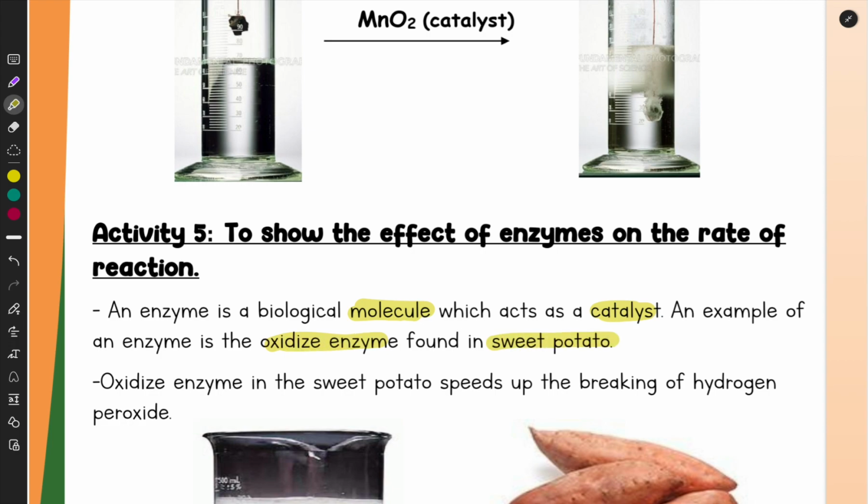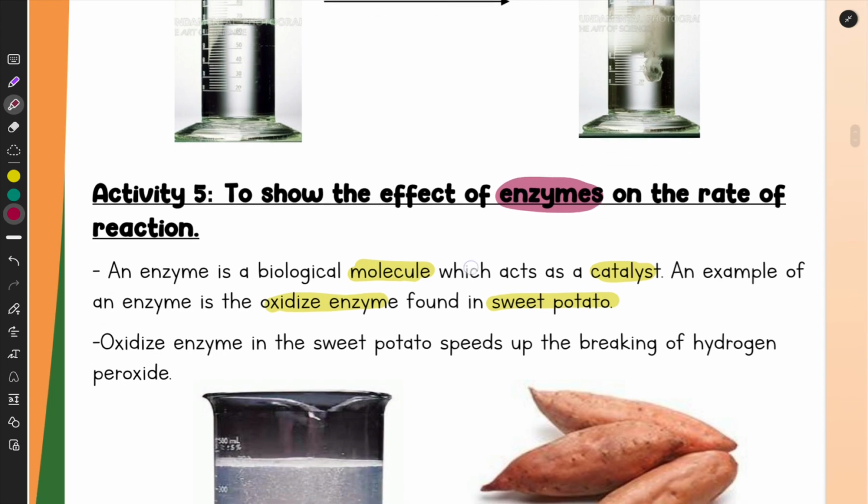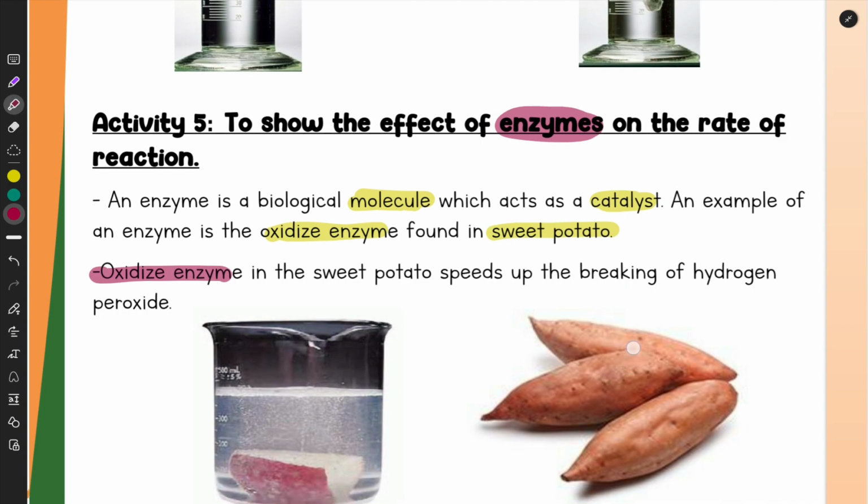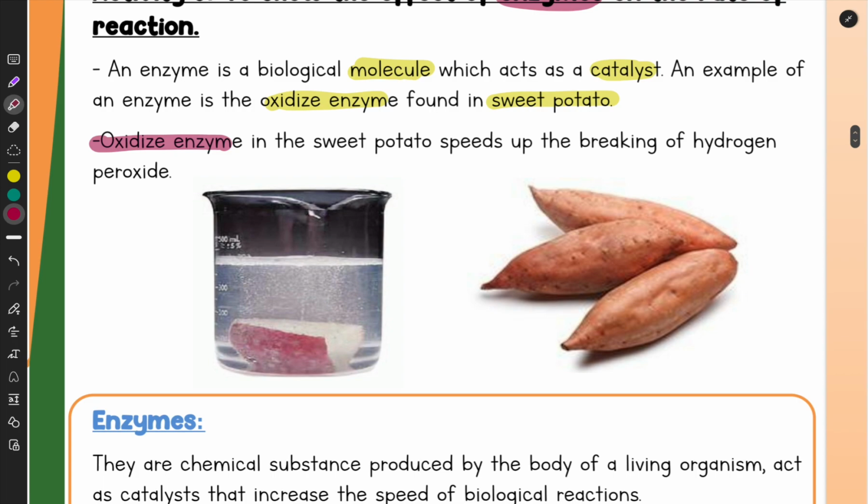In our body we have some types of catalysts. We don't say that they are catalysts because they are inside our body; we say that they are enzymes. So enzymes are exactly a catalyst inside our human body. The oxidase enzyme in sweet potato speeds up the breaking of hydrogen peroxide. Of course, it acts like manganese dioxide.